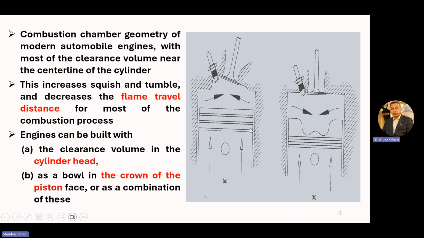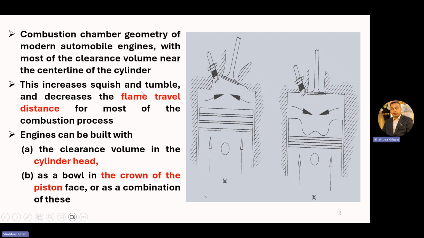Now, the geometry of the piston and the cylinder is also an important factor. Now, the combustion chamber geometry of the modern automobile engine has most of the clearance volume near the center line of the cylinder. So this is the center line of your cylinder. This is your piston. This is the clearance volume, and this is the cylinder head. So this is your center line in most of the modern automobile engines. The most of the clearance is near the center line of the cylinder.